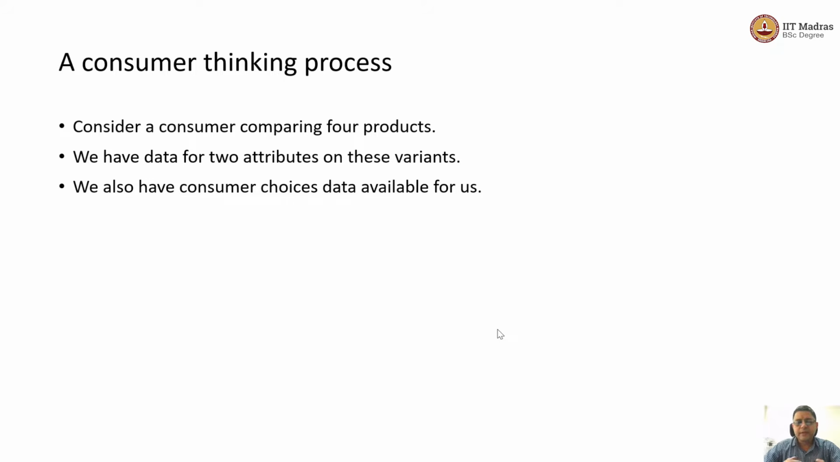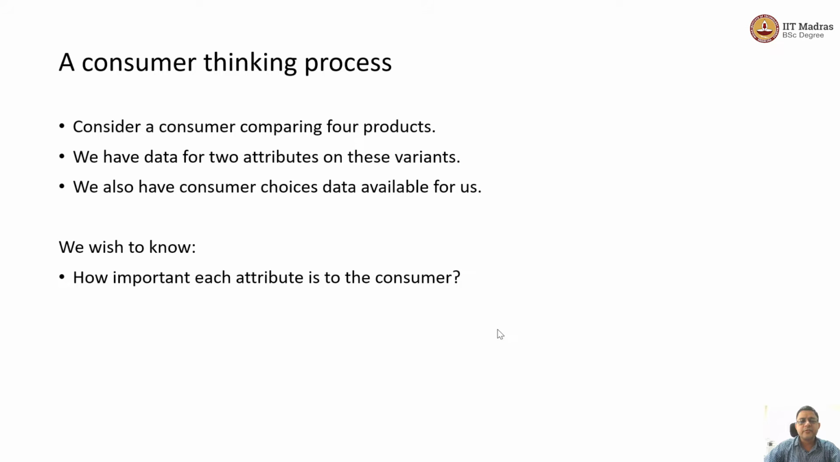Now, if I am a market researcher, a marketeer, what I wish to understand is essentially the thinking process. When I say that the product is split into two attributes, how much importance is provided for each of the attributes by a particular consumer? So how important these attributes are for a particular consumer. Secondly, once I understand that this attribute is important, this attribute is not important, this level of attribute is important. What do I mean by level of an attribute? I'll explain that in a minute.